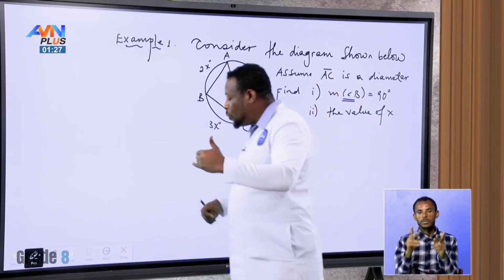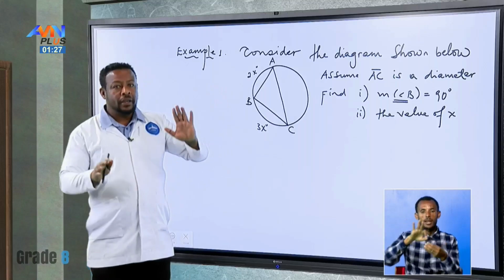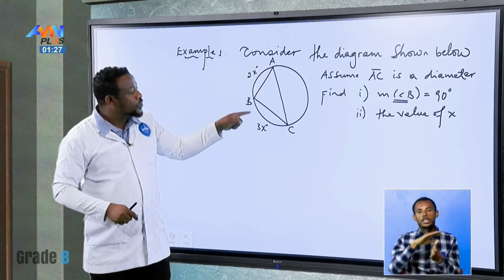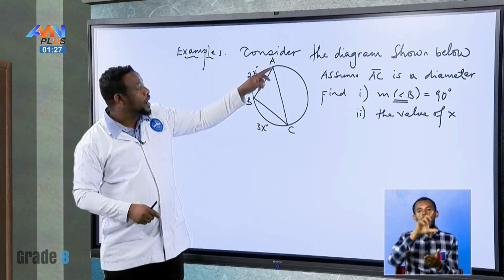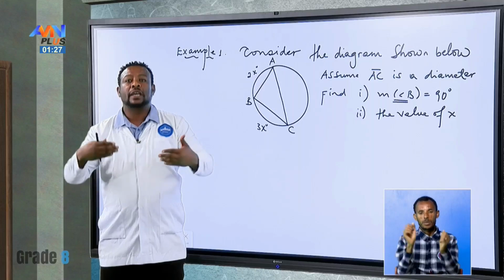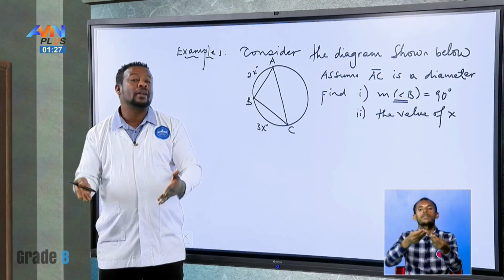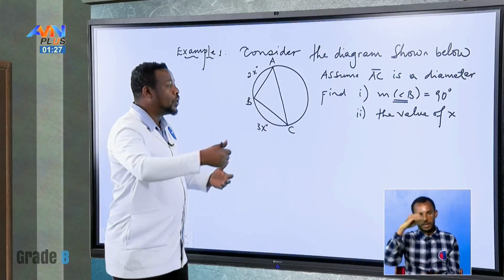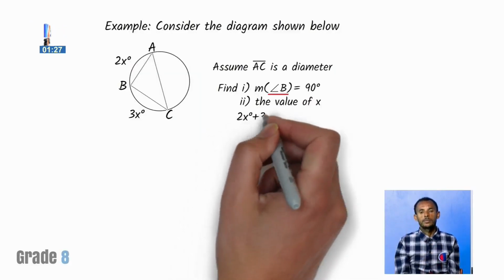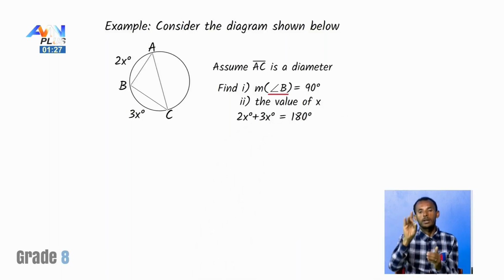When we come to the second one, the second question here is find the value of x. Okay, how do we calculate the value of x in this circle? Here, you need to consider the whole portion of this arc, okay? Arc AB and arc BC together form a semicircle. Therefore, the sum of these two arcs will give us 180 degrees, okay? So 2x degrees plus 3x degrees is equal to 180 degrees, right?